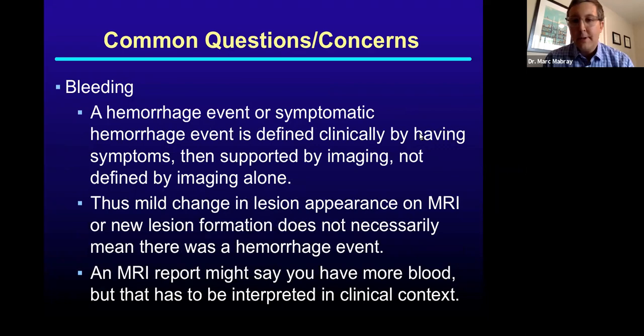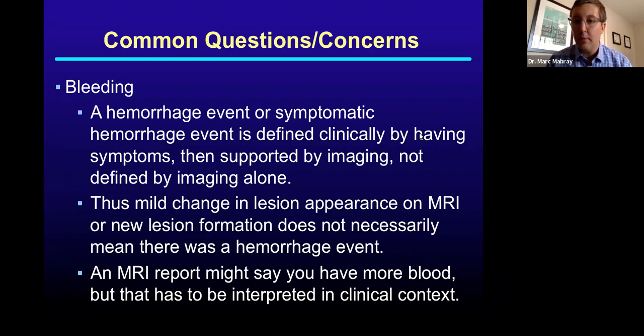One other confusing concept is the concept of bleeding. So a hemorrhage event or a symptomatic hemorrhage has been defined within cavernous malformations to be a clinical event with symptoms that is then supported by imaging. That means it is not defined just by imaging findings alone. So you can have a mild change in lesion appearance on MRI. You can even see a little bit of increased blood on MRI or new lesions on MRI. And that does not necessarily mean that you had a hemorrhage event or a symptomatic hemorrhage.